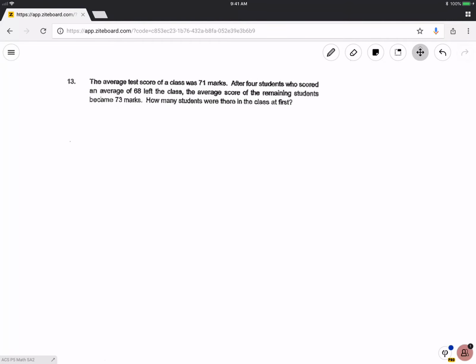The average test score of a class was 71 marks. After 4 students who scored an average of 68 left, the average score of the remaining students became 73. How many students were there? Okay, advanced average question. I do not know how many students there are at first, but I know that 4 students left with an average of 68. So we take 68 times 4, and we have to minus this from the total: 272. So they took away 272 marks.